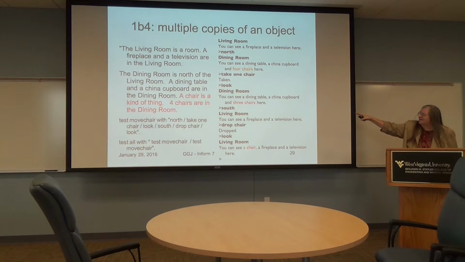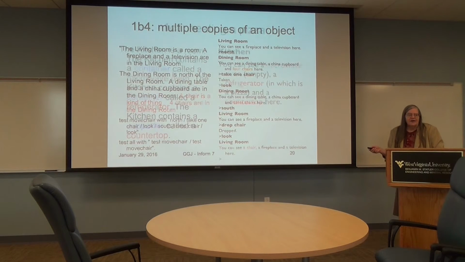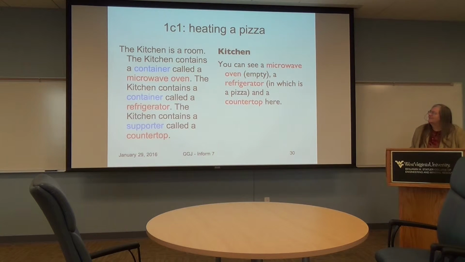You can see 3 chairs here. So I'm still in the room, but I'm holding it in my knapsack in the adventure game, right? But I see there's only 3 chairs now. I move south, I drop the chair, and now I can see a chair in the living room. So that's a handy skill to have, to be able to have 4 chairs or something.